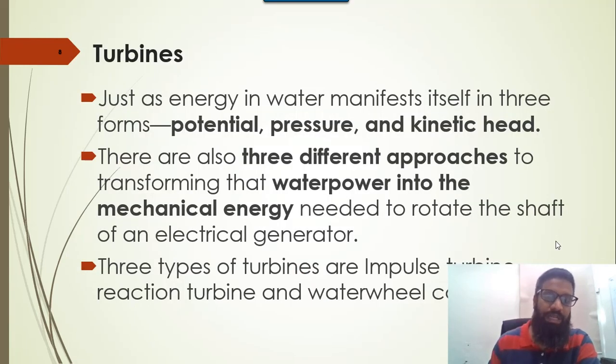So now the turbine. In the previous lecture, I discussed that there are three different types of energy produced: potential energy, pressure energy, and kinetic energy. We have to convert these energies into electricity. There are three different approaches to transforming the water power into mechanical power in order to rotate the turbine, and from that turbine we rotate the generator to produce electricity. There are three types of turbines used. One is the impulse turbine, the second is the reaction turbine, and the third is the water wheel converters.